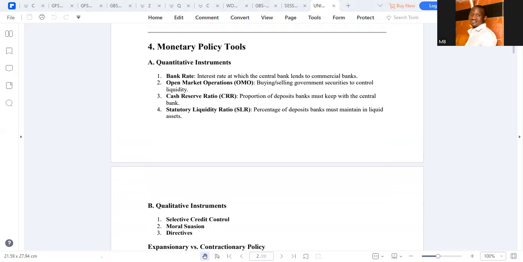So what do we mean by quantitative instruments? So the quantitative really focus on what? The volume of liquidity in the economy. So we use bank rate. So the bank rate is actually the interest rate at which the central bank will lend to commercial banks. Okay, so if they lower the bank rate to encourage borrowing and investment to increase what? Money supply in the economy.